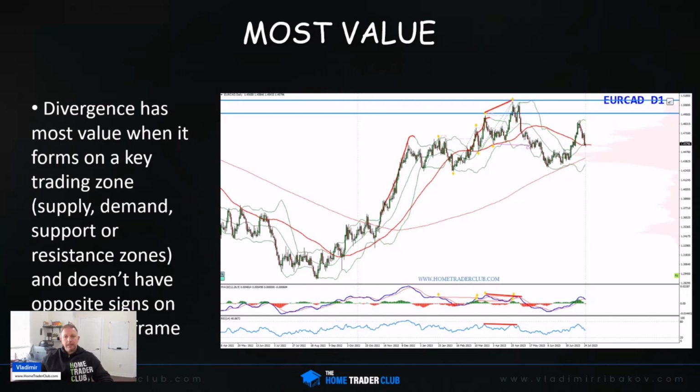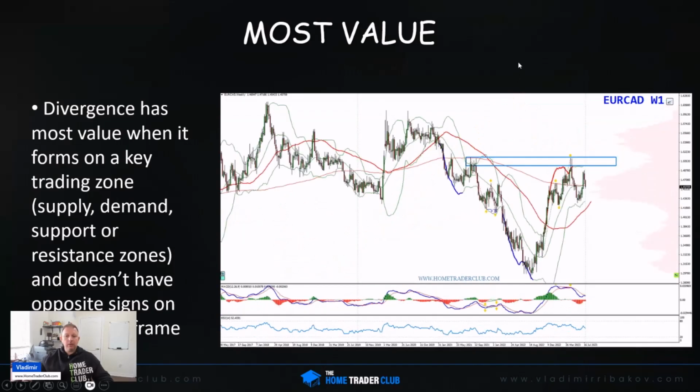As I said, if it happens to be on a key level, especially if it comes from a higher time frame, it will have great value. And when you check the higher time frame, make sure you do not have signs against, which means opposing the divergence. So let's take a look. This is a daily chart. We are talking here about the end of April, beginning of May. Take a look at how the weekly chart looks. Look at that. It's absolutely amazing.